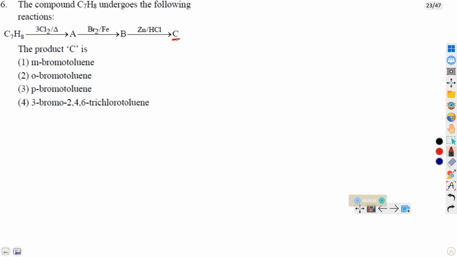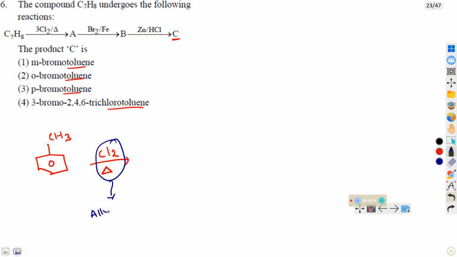Identify the product C. First of all, check the options. Toluene, toluene, toluene. So C7H8 is toluene, C6H5CH3. Toluene reacts with chlorine, Cl2, in the presence of sunlight, not in the presence of Lewis acid. The reaction takes place in the presence of sunlight, so allylic or benzylic substitution takes place. In the presence of Lewis acid, electrophilic reaction is favored.